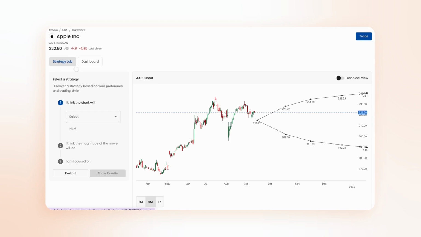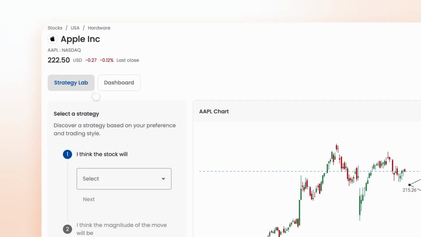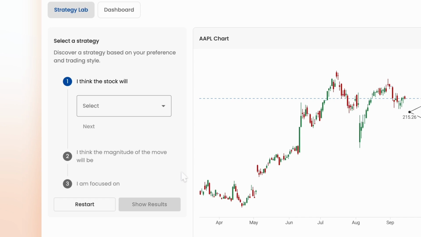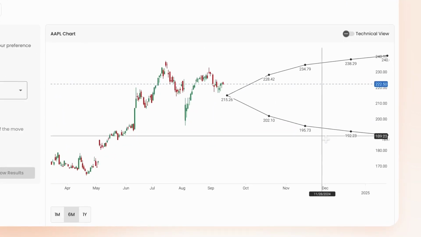We'll start out in the Strategy Lab, which offers support throughout your strategy selection process. Here, we're evaluating Apple. The Smart filter on the left presents 3 questions that lay the groundwork for a strategy built around your unique investing preferences and risk tolerance. The chart to the right helps us see historical and expected price movement.